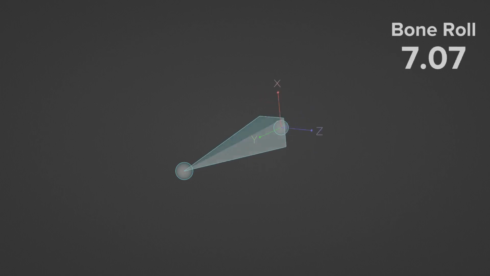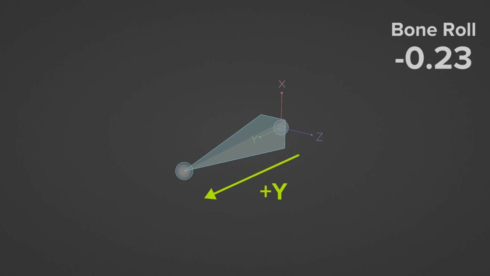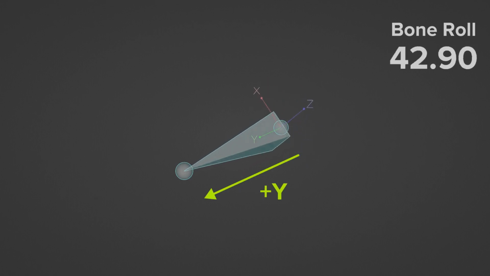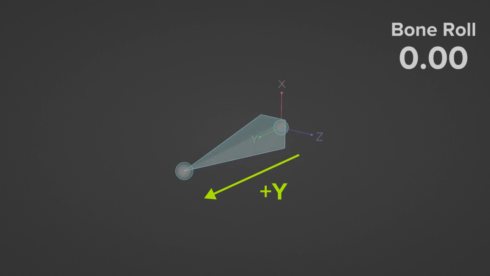So when you place your bones in edit mode, you can think about it as placing the head and the tail where you need them to be. That will take care of the y-axis. And then you adjust this bone roll to sort out the x and the z-axes. Anyway, let's jump into Blender and look at some important settings and where to find them.